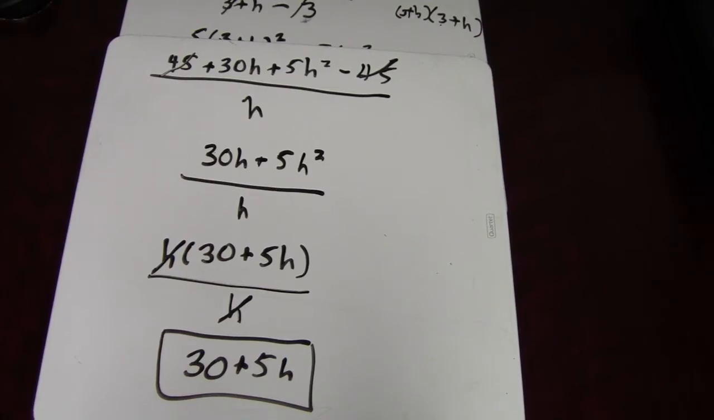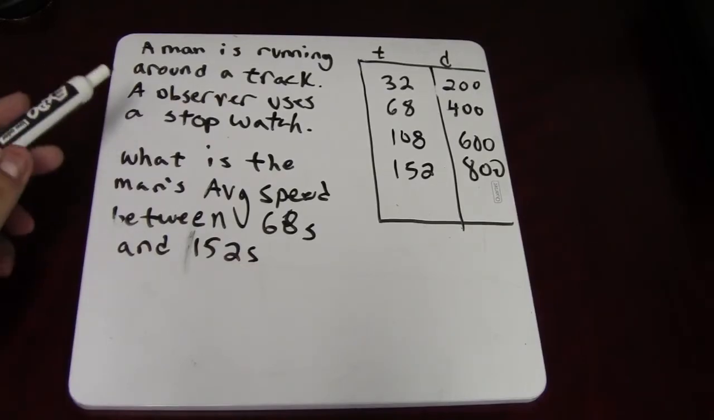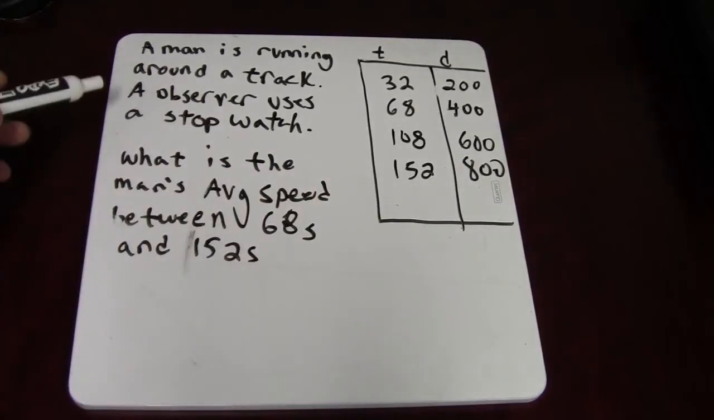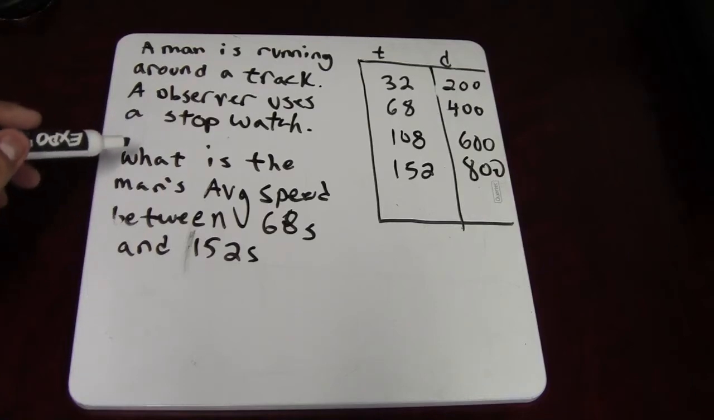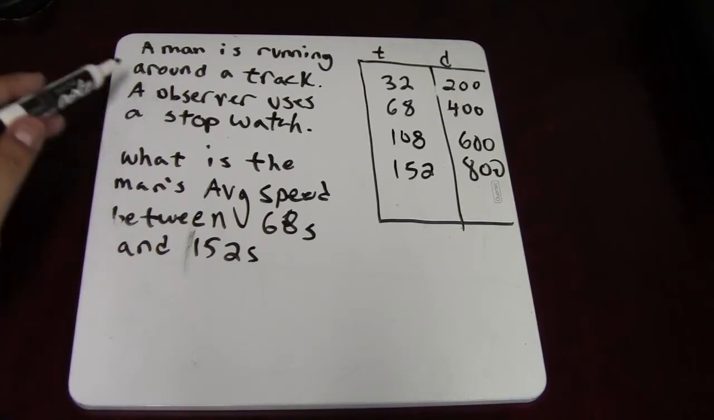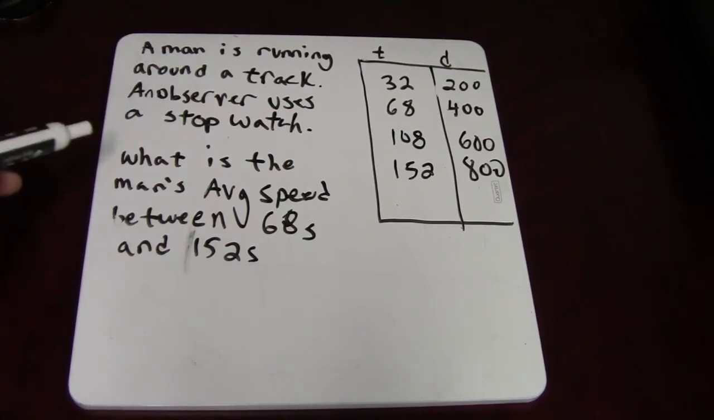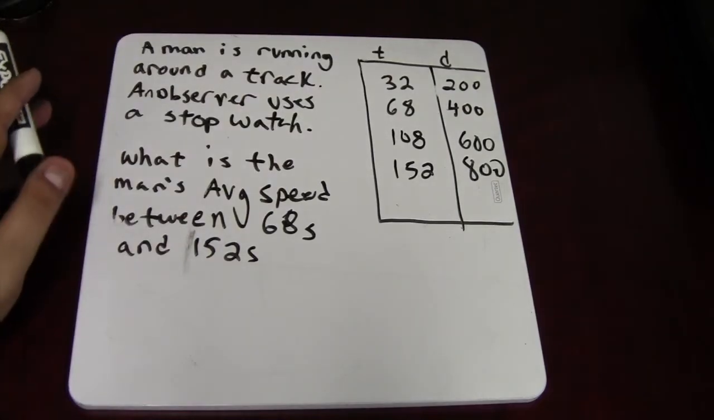Let's take a look at some word problems now that involve rate of change. Okay, here's a problem from a textbook, and it gives a table here. The word problem itself says, a man is running around a track, and this track, I shorthanded this, so the track is 200 meters for each lap. And an observer is using a stopwatch to time this man going around each lap.